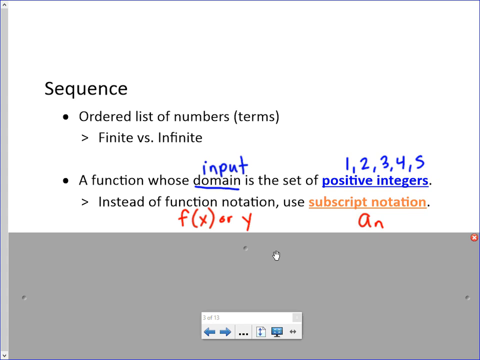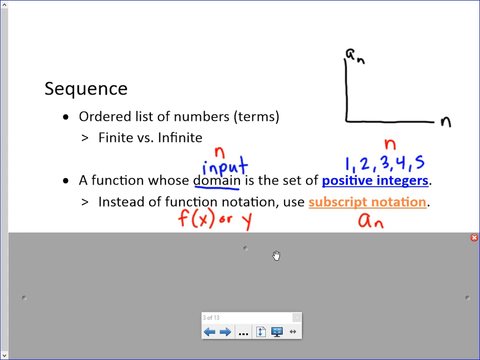So when I talk about these inputs for domain, these are your n's. So n's are going to be 1, 2, 3, 4, 5 for all sequences. The a sub n's will change depending on what the rule for the sequence is. And if you were to graph a sequence, your horizontal axis would be your n's, because those are your inputs, those are your x's. Your vertical axis would be your a sub n's, or your outputs.